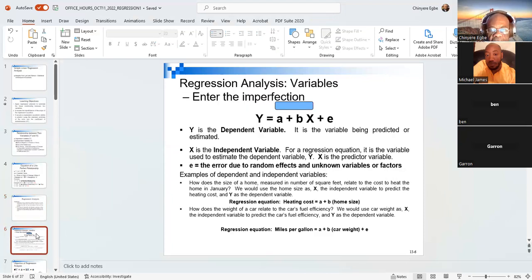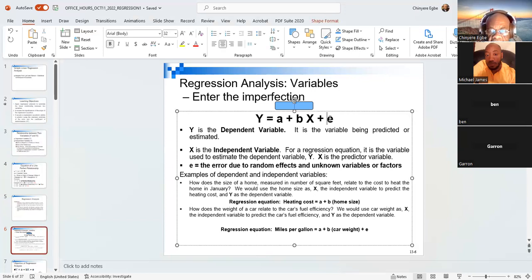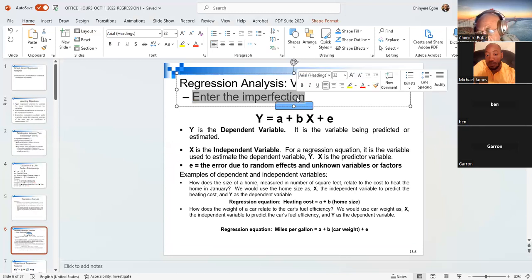Okay, so the regression equation is going to be y is equal to a plus bx plus e. So for a regression equation, x is the variable used to estimate the dependent variable. Okay, that is the independent variable. And then in a regression model, we have to add e. And e represents error because the relationship in a regression model is not perfect. This is why I said, then let's introduce imperfection in the relationship. There are errors.